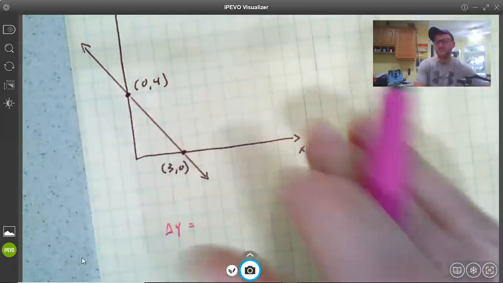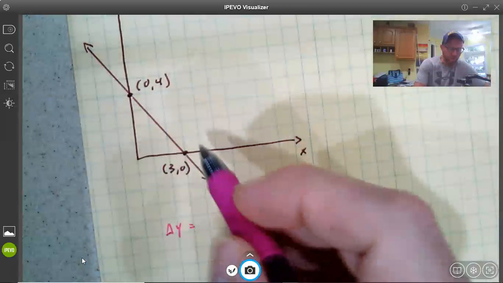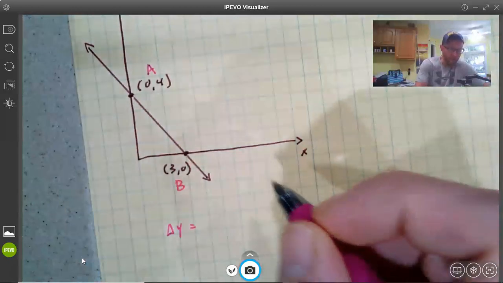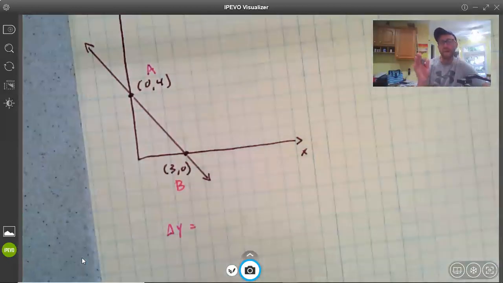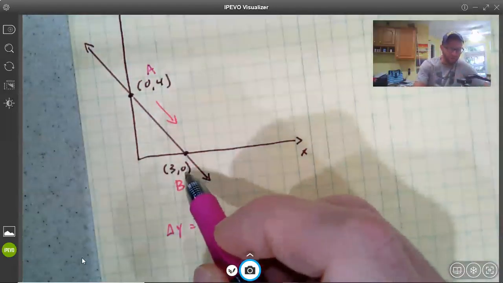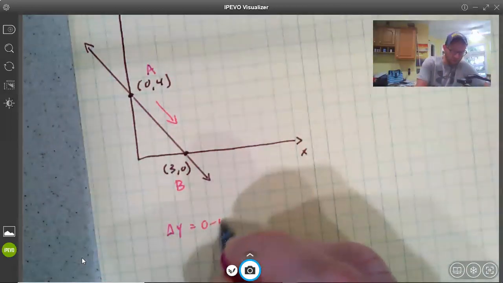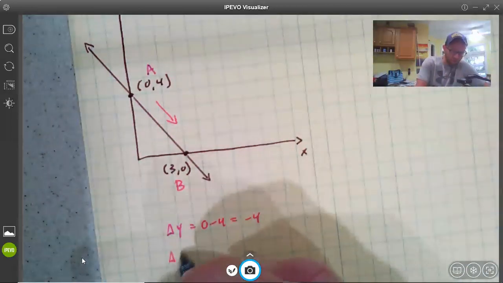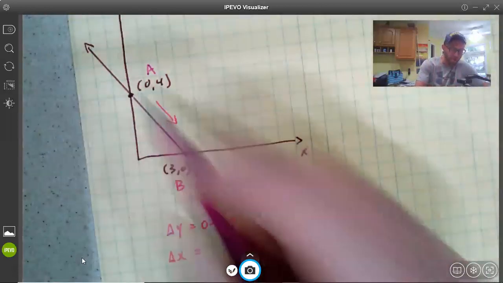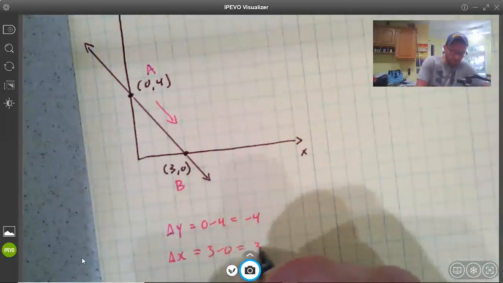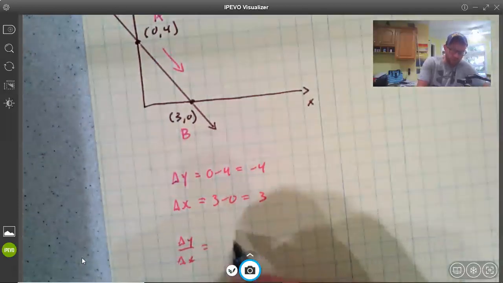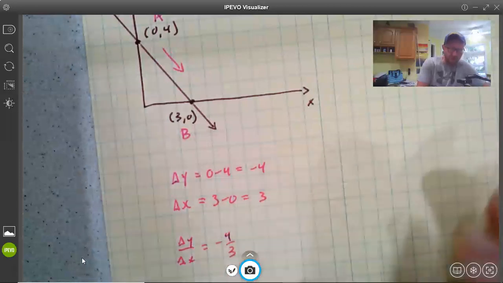pairs of coordinates. We're pretending we don't have the graph here, right? So our change in y, just going from one point to the next, would be, if I call this point A and this point B, and going from A to B, remember it's end minus start equals change, and we'll pretend we're going in this direction. Then it's 0 minus 4 equals negative 4, and our change in x, end minus start equals change. So 3 minus 0 equals 3. So our slope, change in y over change in x, would be negative 4/3.